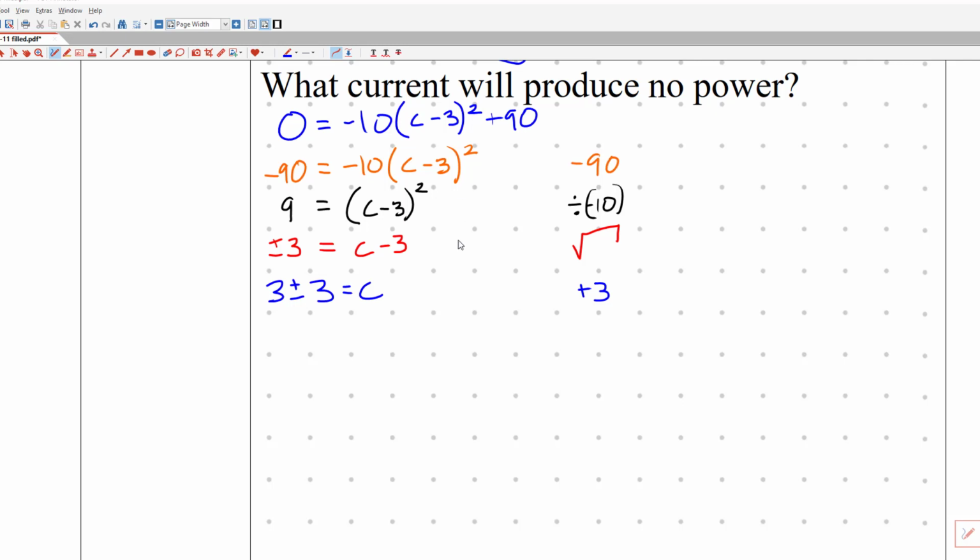So our answers, let's do the minus sign first. 3 minus 3 is 0. So C could be 0. And let's do the plus sign. 3 plus 3 is 6. So C could also be 6.